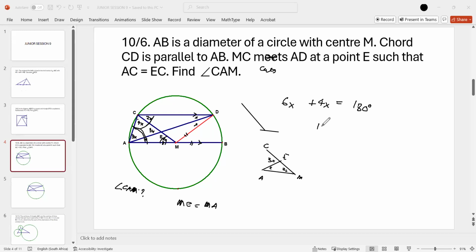So you've got 10x is 180, so x is 18 degrees. So we actually calculated what this x is. We didn't know what it was, but we actually calculated it, which is quite remarkable because we weren't given any angles whatsoever.